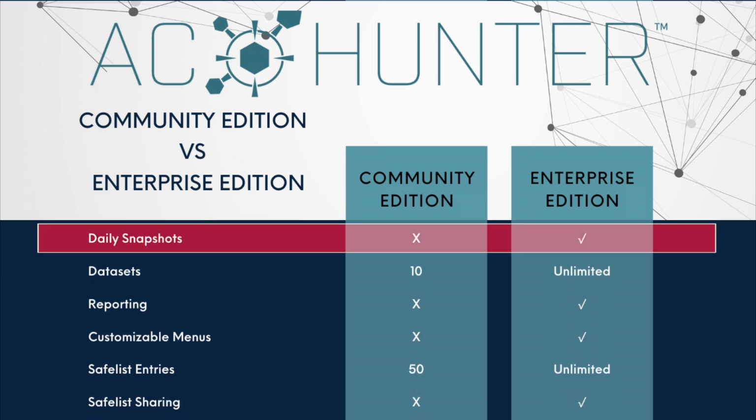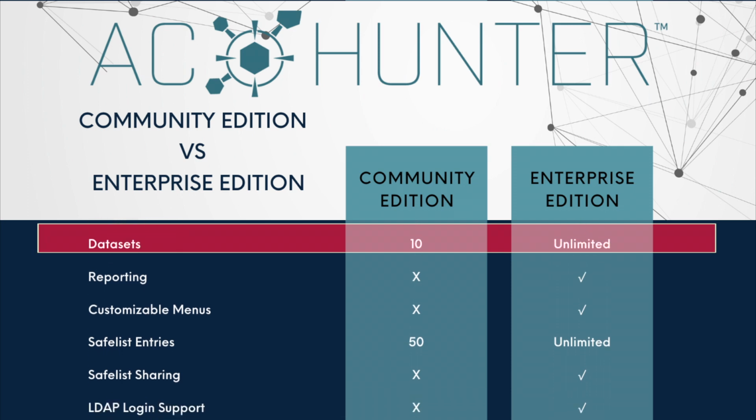Snapshots. So AC Hunter will monitor your network, and every day it will archive off that day's worth of information. So if you need to go through and look at data on your network 3 days ago, a week ago, a month ago, however long you decide to keep it for, you can do that with the Enterprise version. The Community Edition only does the rolling 24 hours. So after 24 hours, that data gets purged. If you need backups, the Enterprise Edition is the way to go.